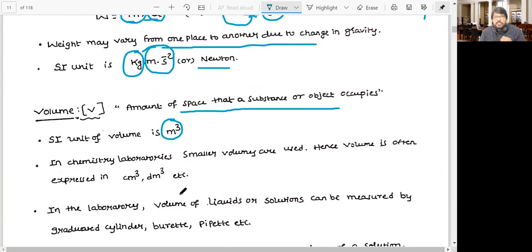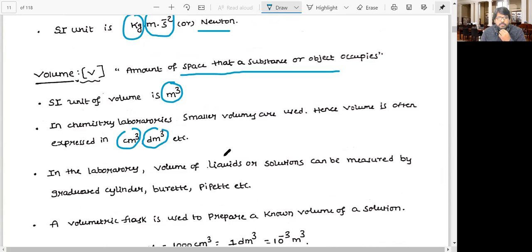But generally, meter cube is a very big thing, so we generally take small quantities. In chemistry labs, smaller volumes are generally used. Hence, volume is usually expressed in centimeter cube or decimeter cube. Generally, we don't use meter cube. 1 meter cube is equal to 1000 liters. In labs, we do experiments with very small quantities. And in the laboratory, volume of liquids or solutions can be measured by graduated cylinder, burette, pipette, etc.